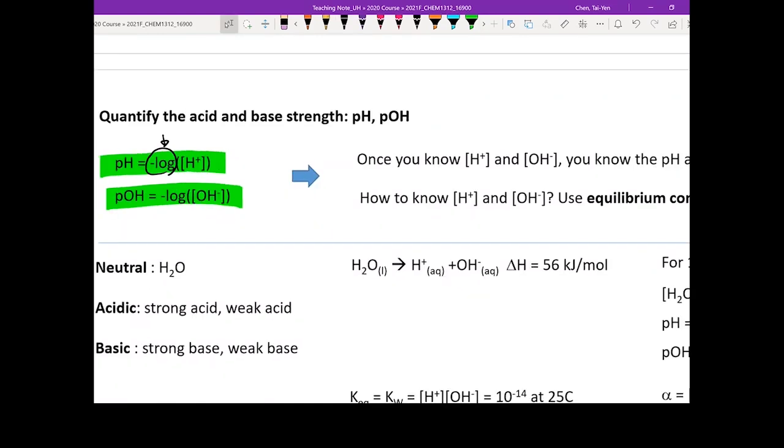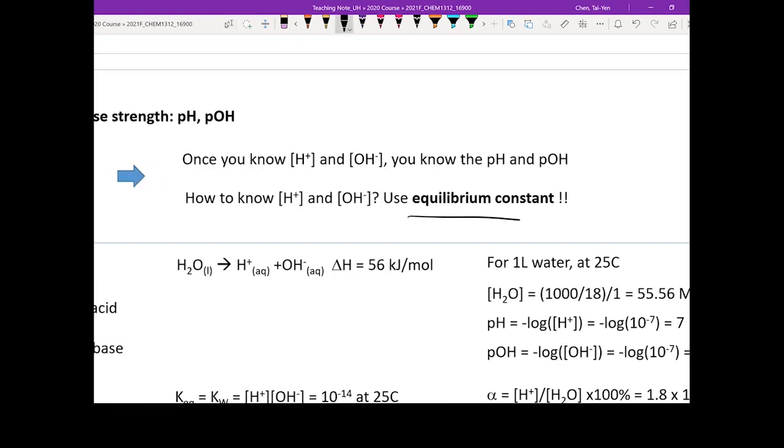If you know the proton concentration or the hydroxide concentration at equilibrium, then you can calculate the pH and the pOH of your solution. One thing that's very important is that these have to be at equilibrium, because only under that situation will your pH be a constant value.